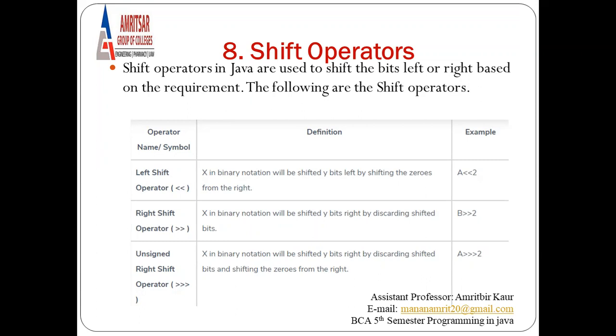For example, in right shift, shifting from right to left, two bits from the right side will be removed and we append zeros at these positions. So in left and right shift, bits are shifted, but in unsigned shift, bits are removed and zeros are appended at that place.